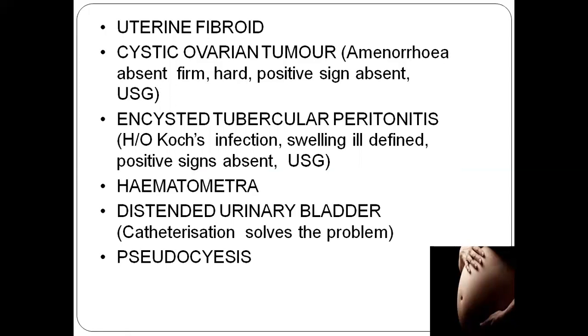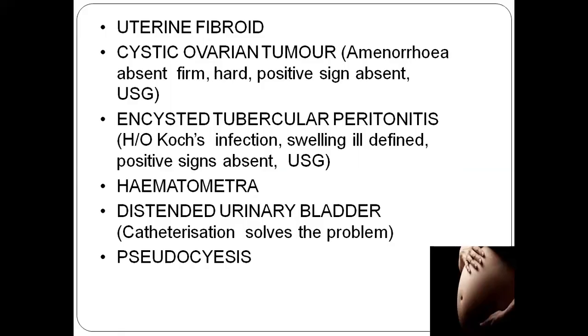The next is pseudocyesis. It is a condition in which the patient has all the signs and symptoms of pregnancy except for the confirmation of the presence of a fetus. So there will not be a fetus, but all the signs and symptoms of pregnancy will be there. That is known as pseudocyesis. Pseudo means false. The baby is not there inside the uterus, but all the signs and symptoms we have discussed will be present for the mother. That is pseudocyesis. So that is about the diagnosis of pregnancy.